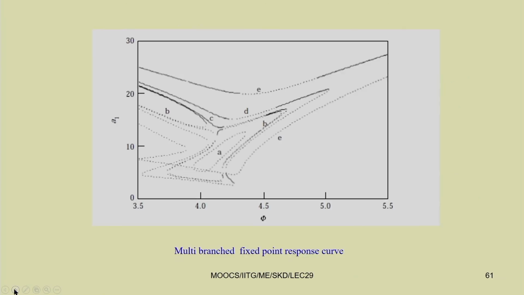We can first see how we can obtain the multi branch fixed point response curve. These are the multi branch fixed point response curves we have obtained in case of a combination parametric resonance condition. Here it is plotted A1 versus phi. So many branches you can see, so many branches are present in this case. Here clearly you can see this bifurcation point. These 2 points are the bifurcation points. Similarly, here also we have a bifurcation point.